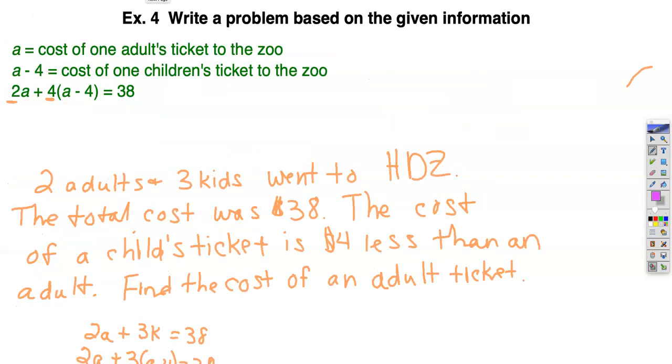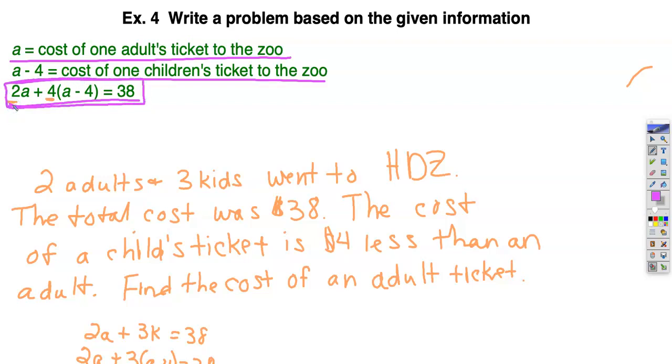Okay, so I left this example up here. So this is what you're given. You're given this information. We know that A is the cost of one adult's ticket to the zoo. A minus 4 is the cost of one child's ticket, so we know that the cost of a child's ticket is $4 less than each adult. And this is the expression that we need to write a problem for.